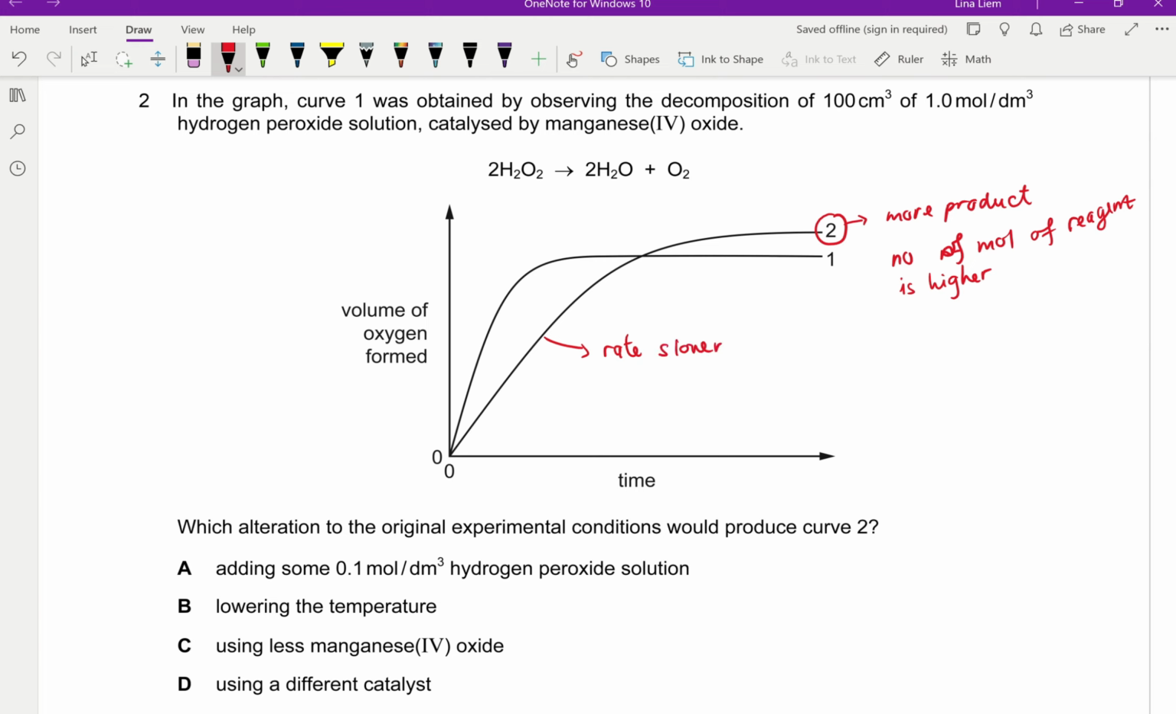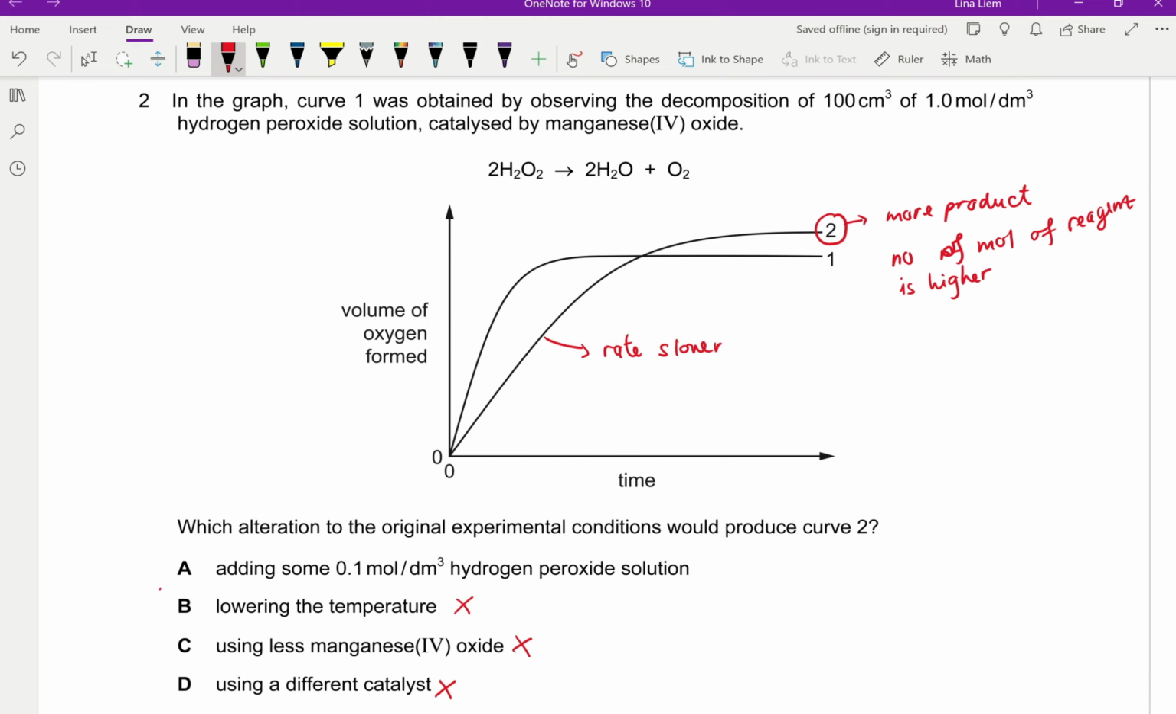So let's start from D, then C. Using a different catalyst: a catalyst will not change the final amount of product produced because catalysts themselves do not react, so they won't give more product. Using less manganese(IV) oxide: if there is less manganese(IV) oxide, the rate of reaction could be slower, but there will be the same amount of product. Manganese(IV) oxide is again a catalyst. By lowering the temperature, it will lower the rate of reaction, but it will not give you more product. It will eventually give you the same product.